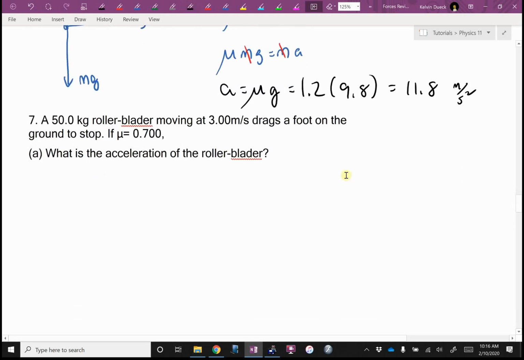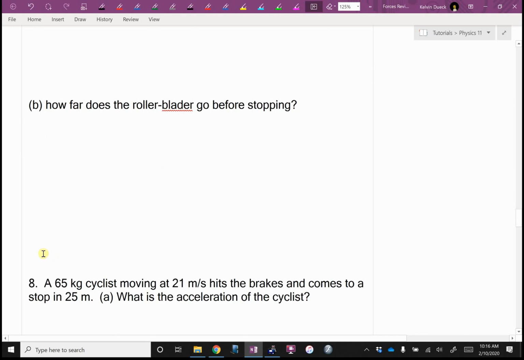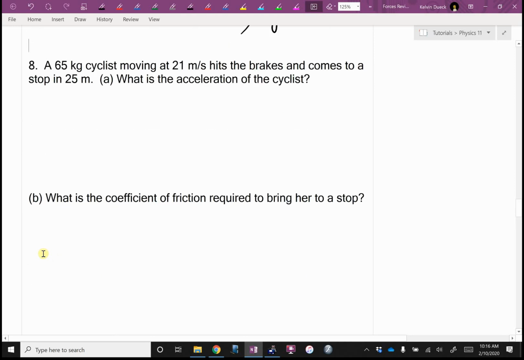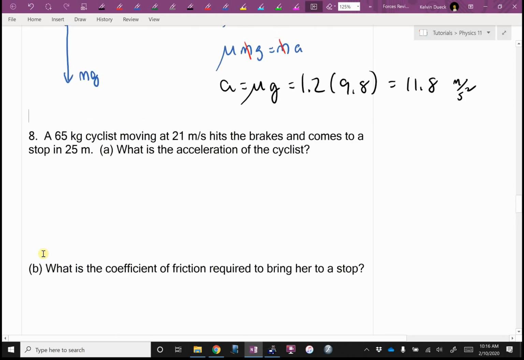Okay. I'm looking at the clock. I wanted to do number 7, but I'm not going to have time. So I'll get to number 8 here. Number 8 wants you to find the acceleration of the cyclist. But if you look at the question, Amy, did they give me a V initial? Yeah. Comes to a stop. Did they give me a V final? Yeah. Did they give me a distance? Am I going to use forces to find the acceleration, or am I going to use kinematics from before Christmas?